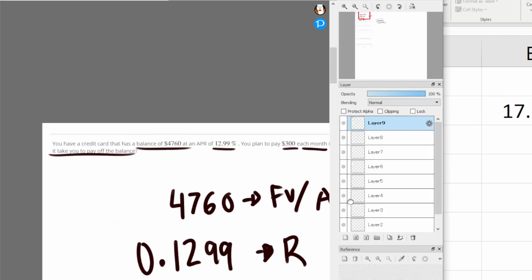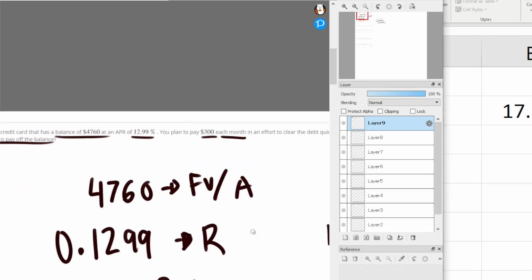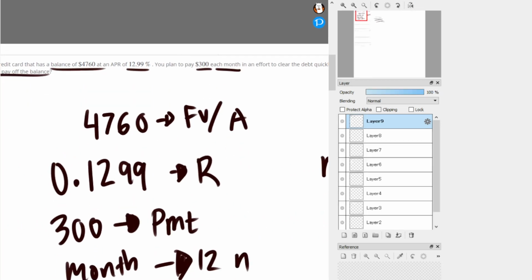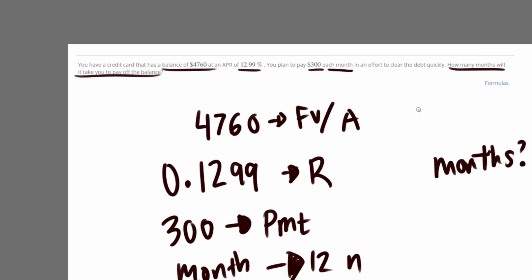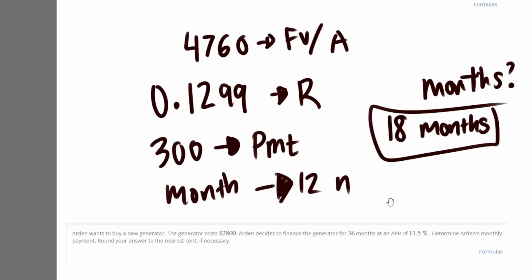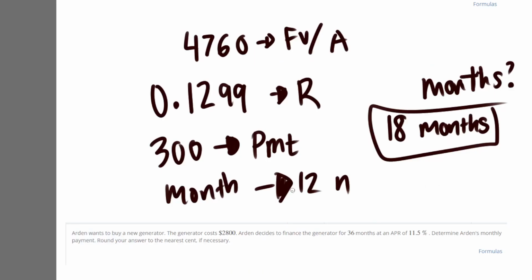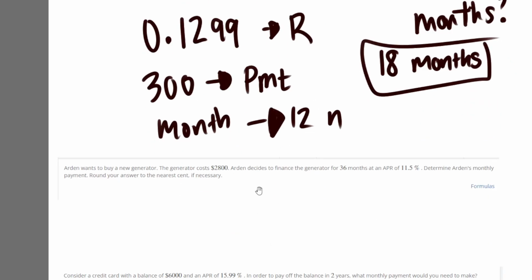Now, this one is a little bit weird because it says how many months will it take you to pay off your balance. But for some reason in Hawks, it doesn't let you type in a decimal. So I decided to round up to 18. So 18 months, and that would be your answer. These are really time intensive, so be careful that you plugged everything in correctly and that the answer makes sense, because it's a pain to have to retry these problems.